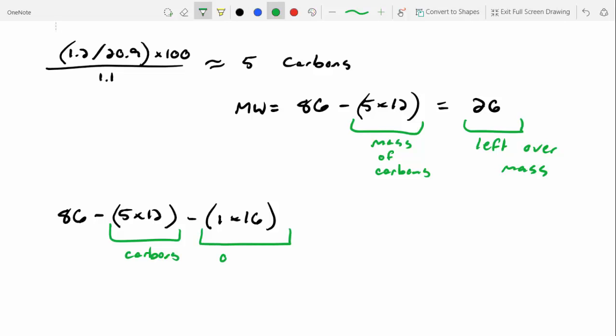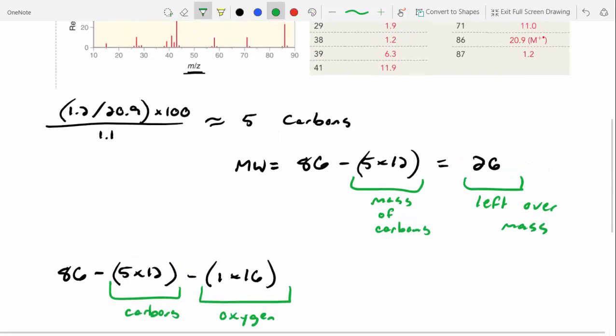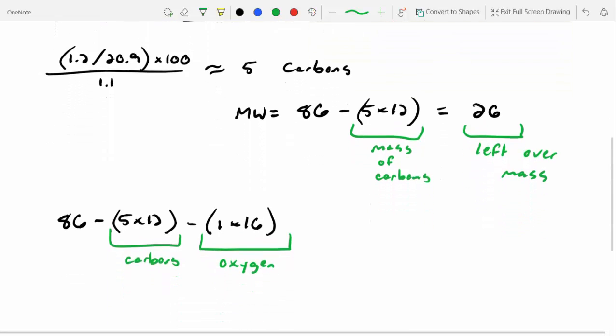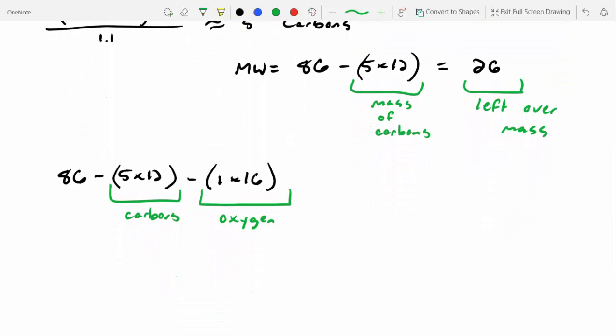Why didn't you say nitrogen? Because it's an even number, right? If we look back up at our apparent mass, it's a mass of 86. It's not likely that we have 2 nitrogens, because that would be a mass of 28, which would mean we'd have no more hydrogens left. So we probably have 1 oxygen.